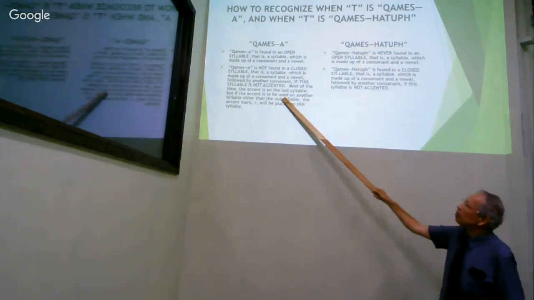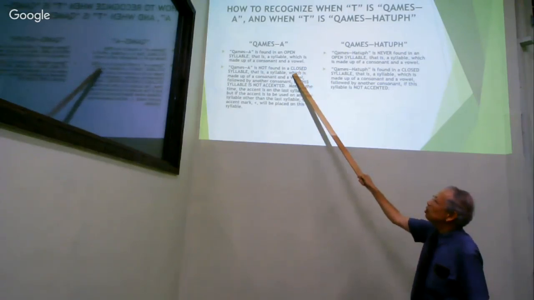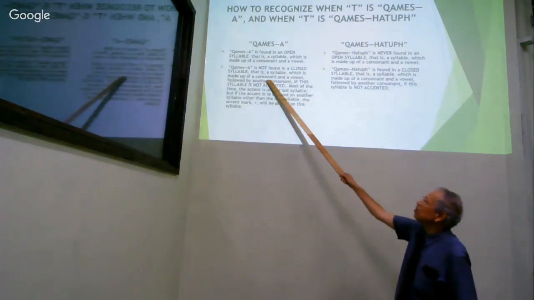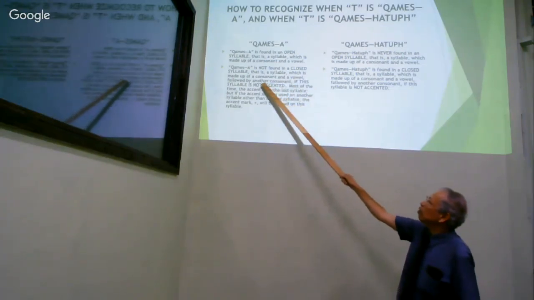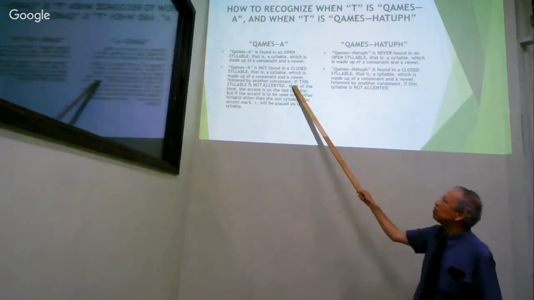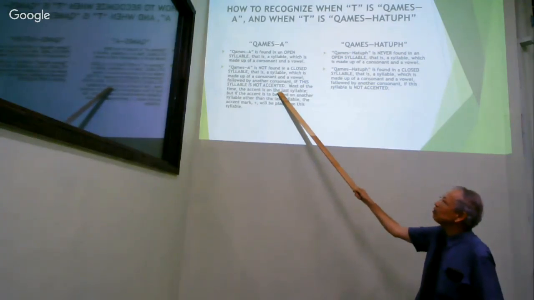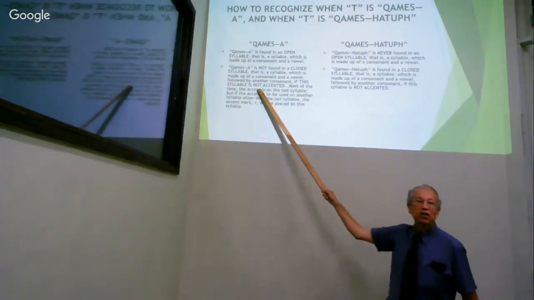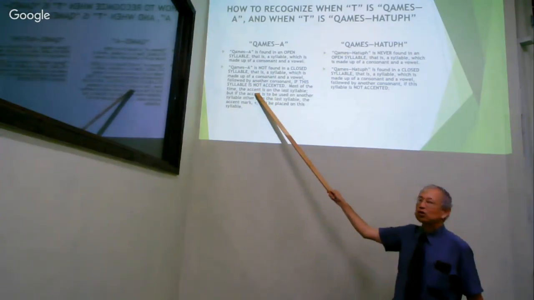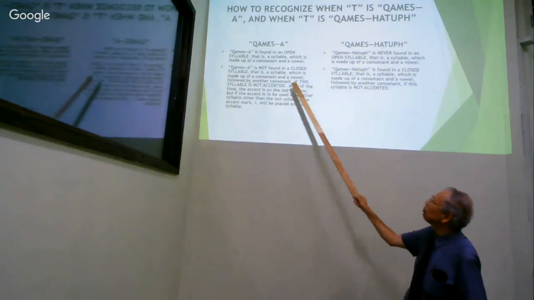Then the second one, Qames-A is not found in a closed syllable. That is a syllable which is made up of a consonant and a vowel, followed by another consonant. And here's an important exception. If this syllable is not accented, then if it is closed, it mustn't be Qames-A. It must be Qames-Hatuph.